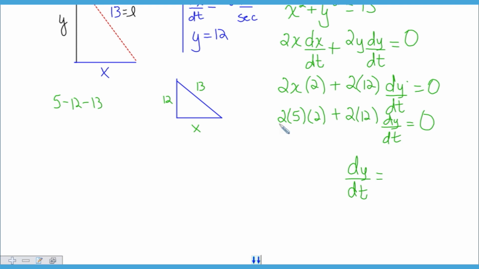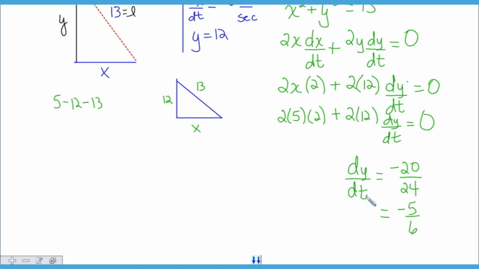So let's see. This is 4 times 5, which is 20, and I'm taking it to the other side, so it's negative. Oh, that's so good. And then 2 times 12 is 24, so I'll be dividing by that. So if you reduce, 4 goes into both of those, you get negative 5 over 6. Now I've got to put my units on there.